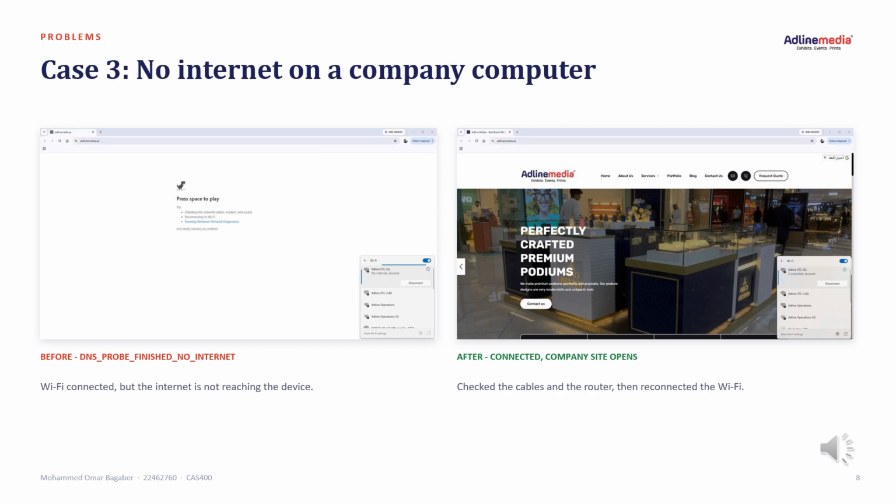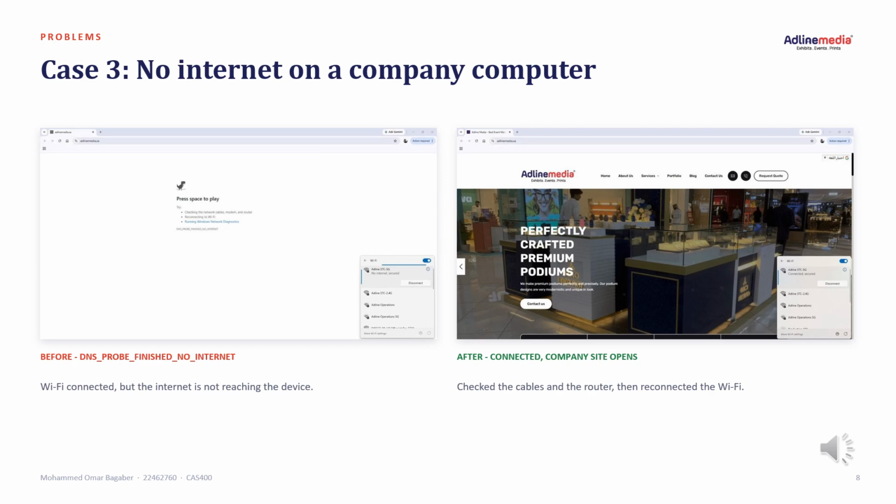The third case is the network problem. One of the company computers lost the internet connection. On the left, you can see the browser page with the error DNS_PROBE_FINISHED_NO_INTERNET, and the Wi-Fi panel states "No internet, secured." This is an important detail. It means the device is connecting to the network, but the internet is not reaching the device.